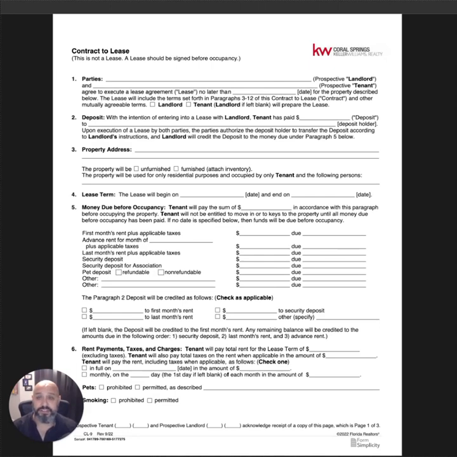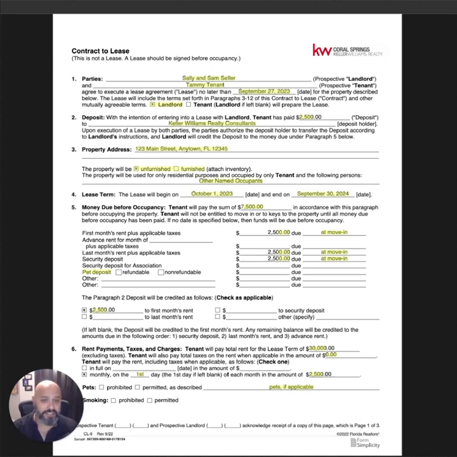So let's go through this contract and discuss what you would actually put into all the fields of this contract. Obviously, this is a blank contract, and as always, I have a pre-filled out one that has some examples that we can use. In this case, we're going to go with Sam and Sally, the sellers, who are now going to be landlords. They're the owners of the property. We're going to put their names in for the prospective landlords.